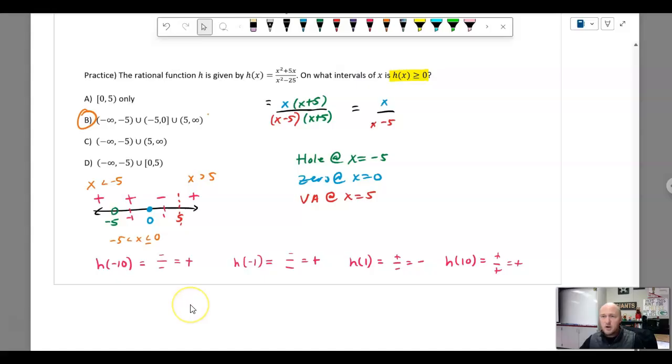Okay, in this video we went ahead and talked about how to solve rational inequalities. Find the zeros, find the holes and asymptotes, put them on a number line, plot and test. Very similar to a polynomial inequality.